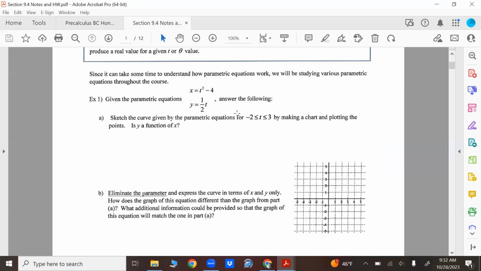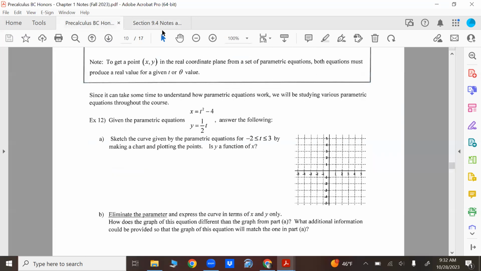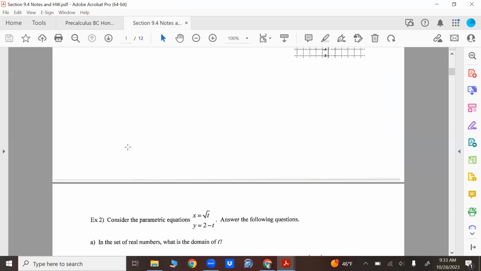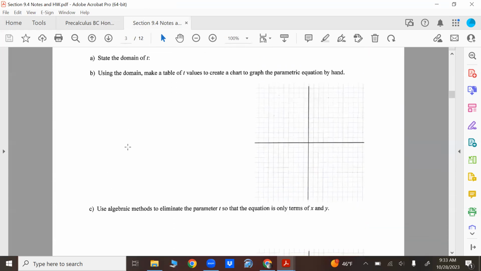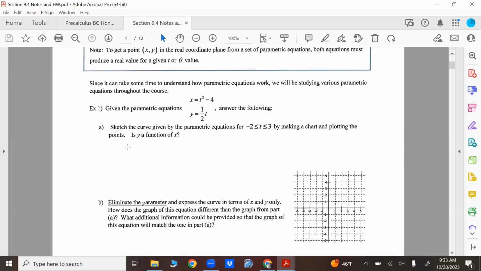So let's look at an example. Here you're given two parametric equations, x equals t squared minus 4 and y equals 1/2 t. That's just like the example we did a while ago, but let's do it again. Sketch the curve where t is between -2 and 3 by making a chart and plotting the points, and will y be a function of x? Then we're going to do some algebra in part B. We're going to eliminate the parameter, and then we'll do another example on the next page, and another on the page after.